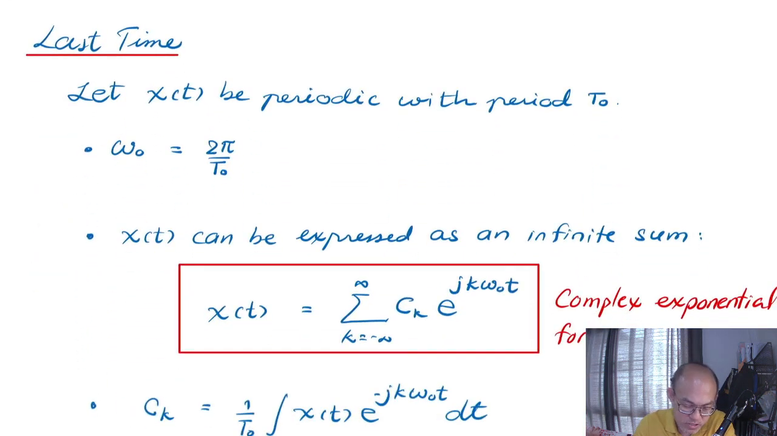Last time we talked about the Fourier series. So the topic of last time was Fourier series. Specifically, we are considering only periodic signals. So we're going to let x be a periodic signal, and we are going to assume that the fundamental period of x is T0. T0 is the fundamental period.